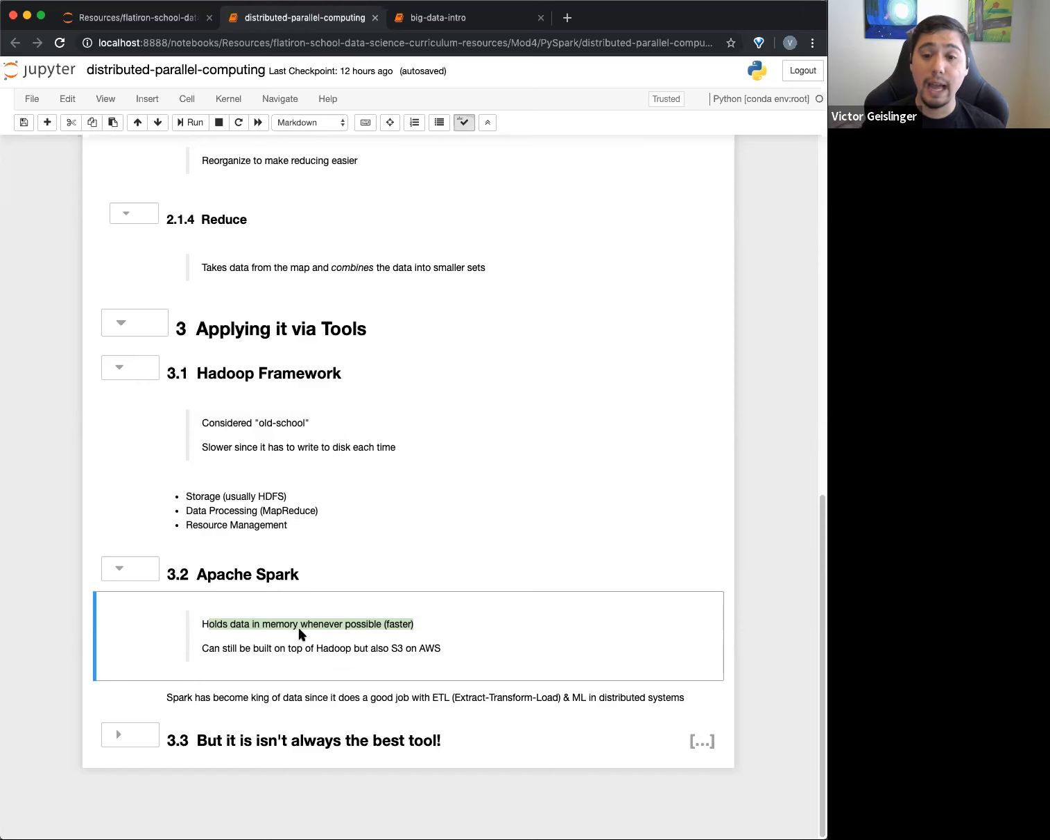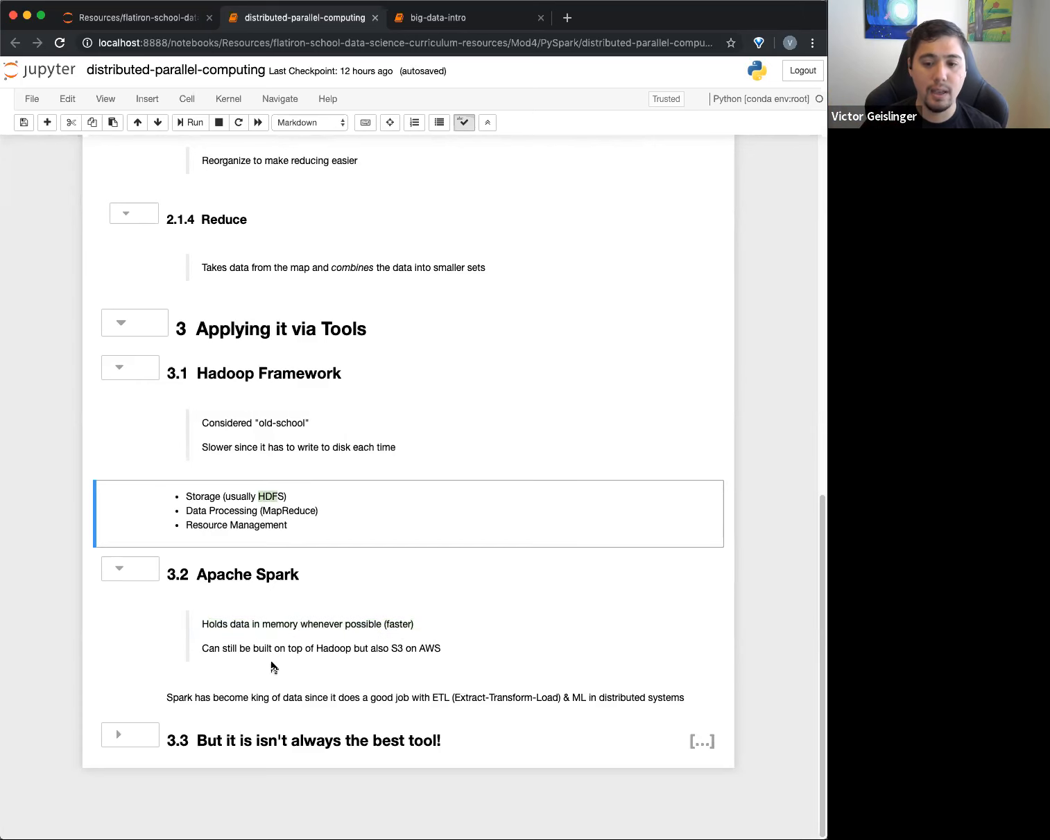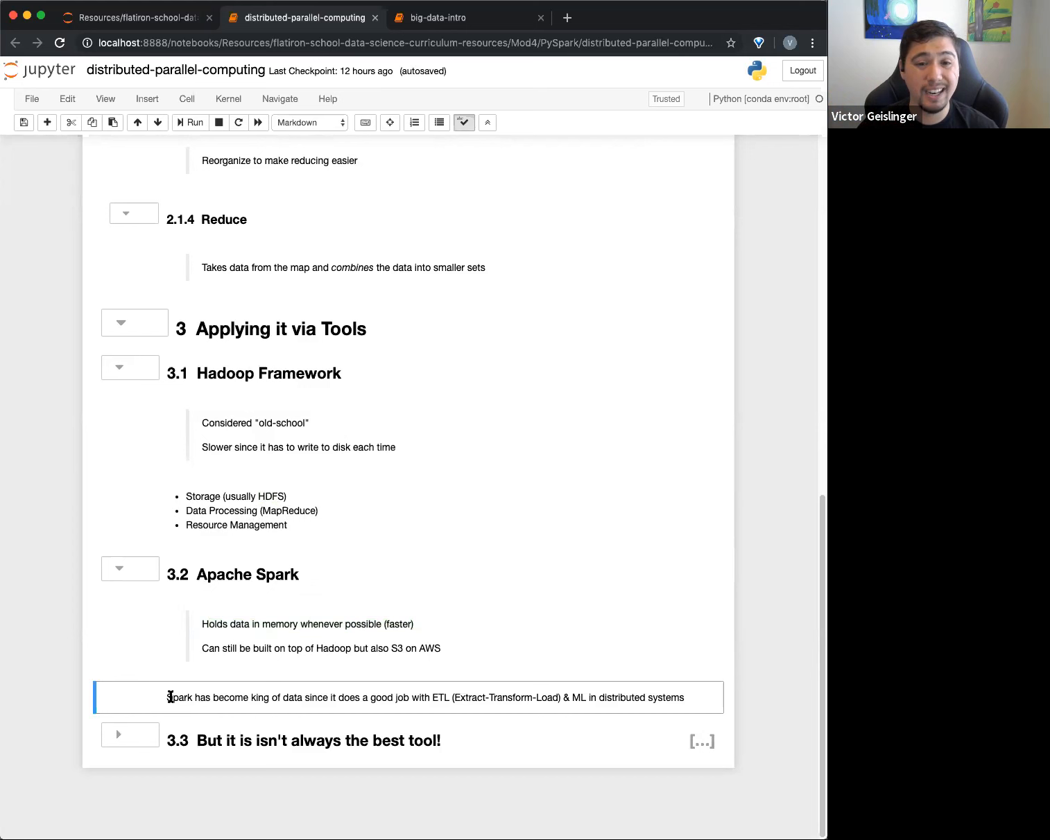What's nice about Spark is that it doesn't have a storage option. So you can use it on top of HDFS, but you can also read off of S3 buckets from AWS. So you can have a variety of different data sources, versus Hadoop, which basically has to run off of HDFS. This is kind of the standard way to do it, because it's really good at ETL, extract, transform, load, so making dashboards for different analytics, and also doing machine learning and distributed systems, because it's so fast and so flexible.